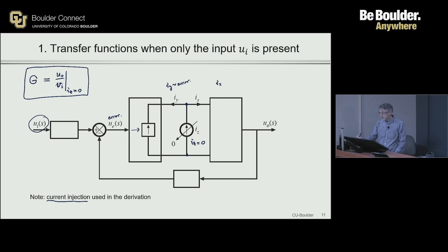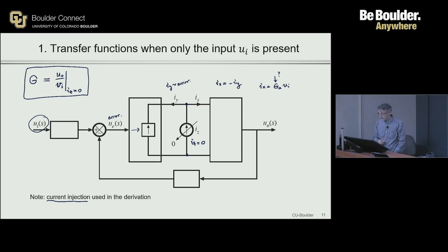Well, IX is equal to negative IY. We can just read that from the diagram. And we can also say that IX is some function of the input. So we can say IX is equal to GA times the input signal, where this GA is, we don't know what it is right now.